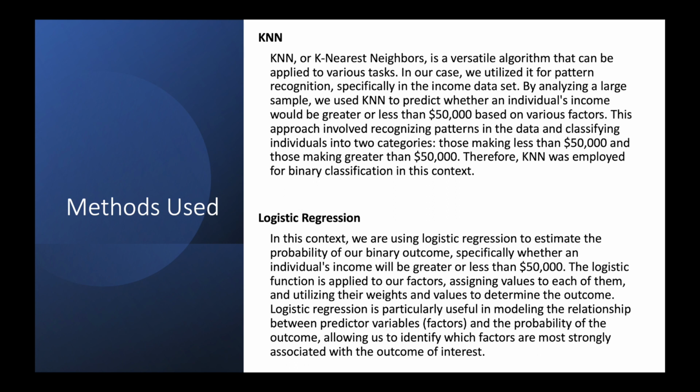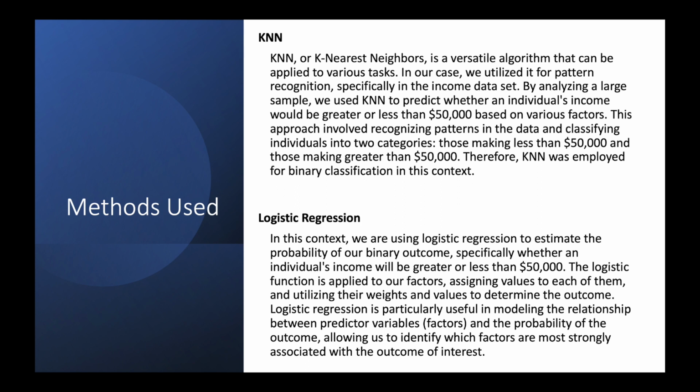KNN, or K-nearest neighbors, is a versatile algorithm that can be applied to various tasks, and for this project, we utilized it for pattern recognition. By analyzing a large sample, we use KNN to predict whether an individual's income would be greater or less than $50,000 based on various factors. This approach involved recognizing patterns in the data and classifying individuals into two categories: those making less than $50,000 and those making greater than $50,000.